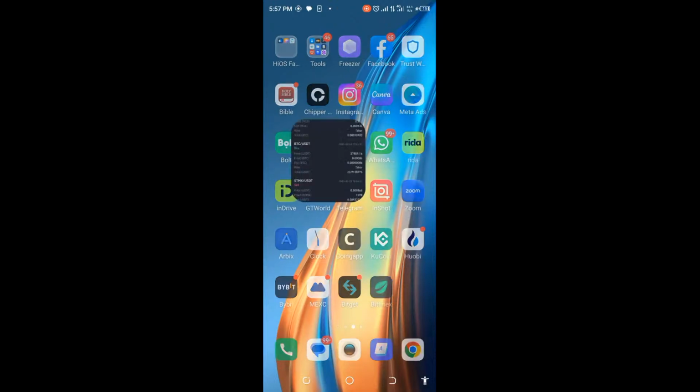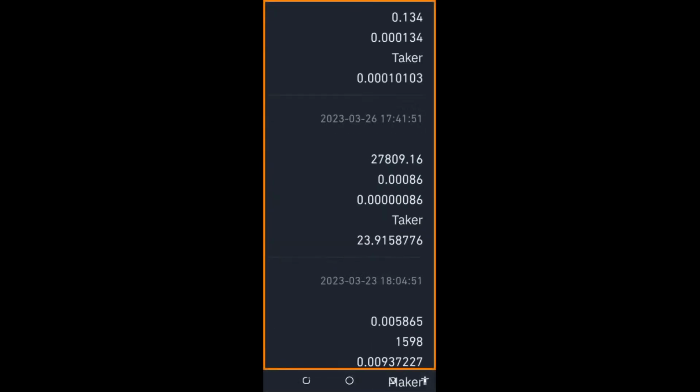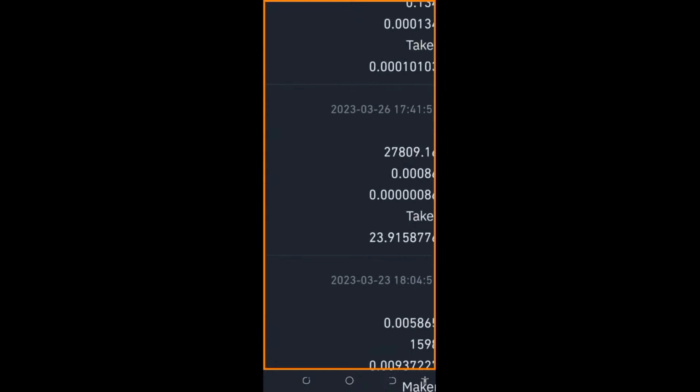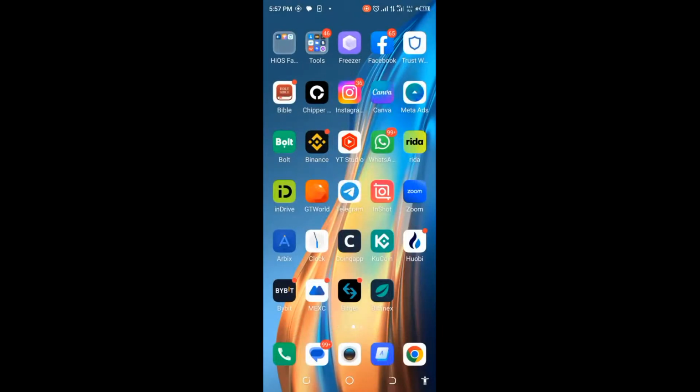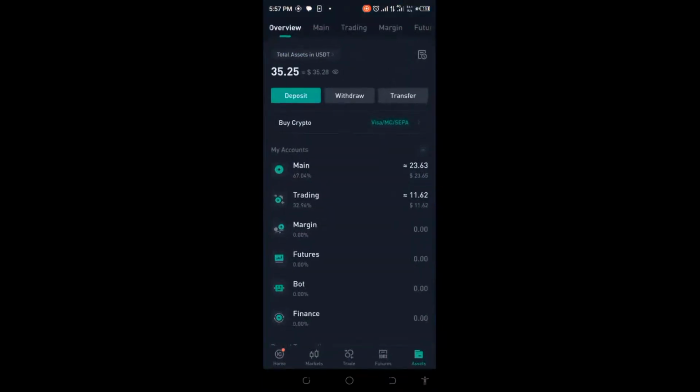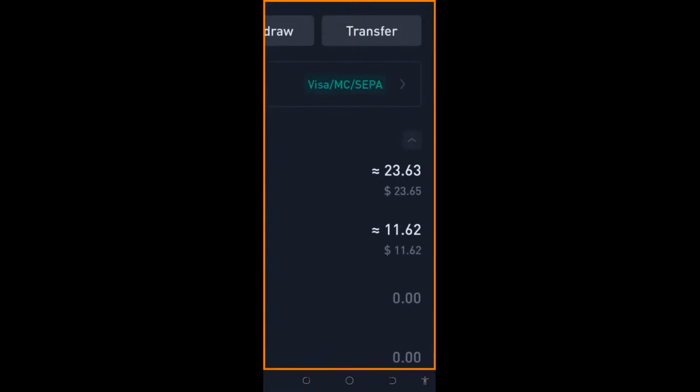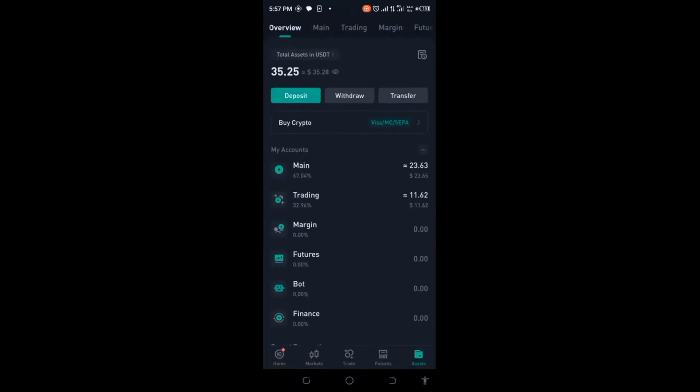Let me see what the fees are again. Was there a fee? Yes, there was a fee, a very small amount of fee. So let's just say 23.9. Let's go back to KuCoin and see what we have here. What we have returned is 23.65 or 23.63 approximately. Let's just say 23.6. So like about 30 cents or 25 cents.